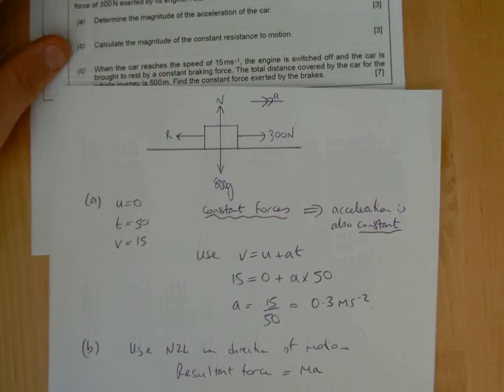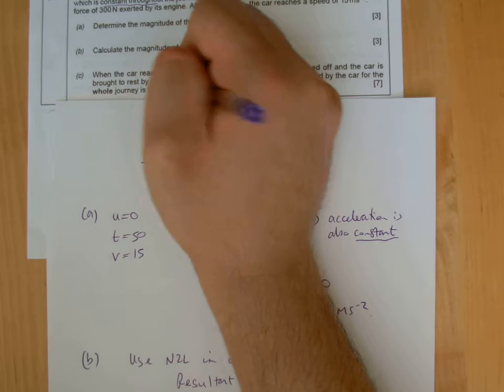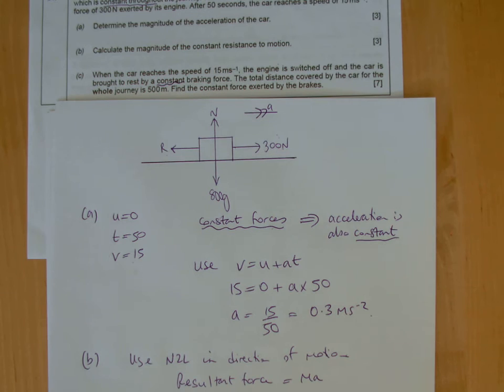We go on to part C, and it says when the car reaches a speed of 15, the engine is switched off and the car is brought to rest by constant braking force. Notice again that word constant braking force. Total distance covered by the car for the whole journey is 500 meters. Find the constant force exerted by the brakes.